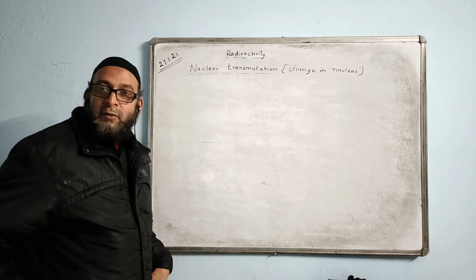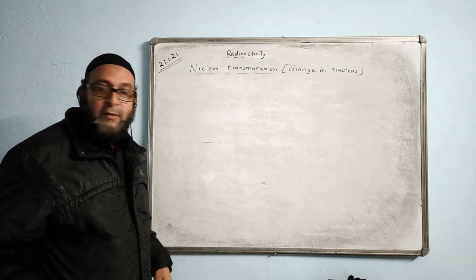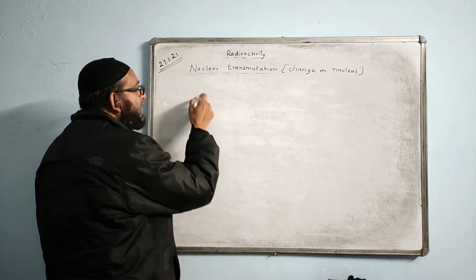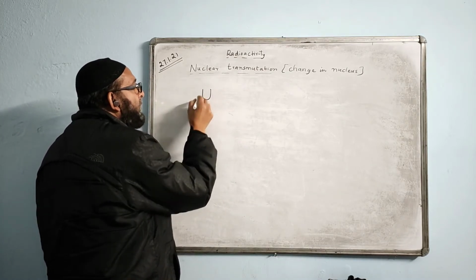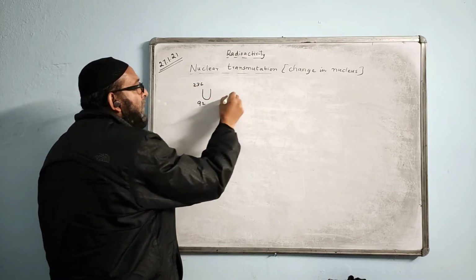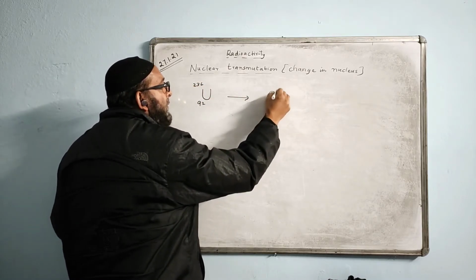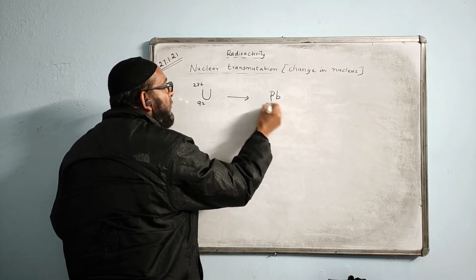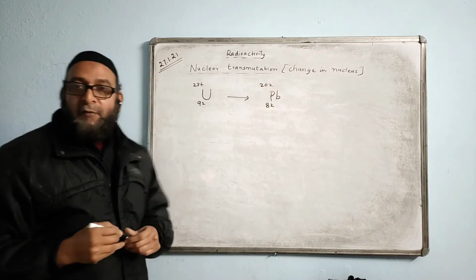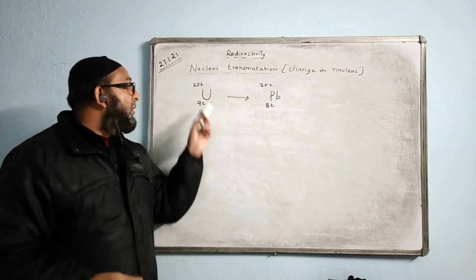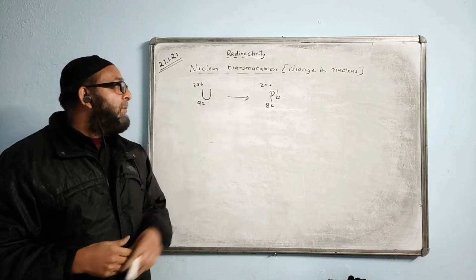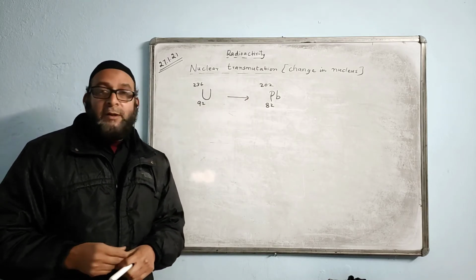Any doubts? You ask for clarification if you have any doubts. Okay, now one question, just listen. Uranium 92, 236 is changing into lead, Pb 82, 202, by emitting alpha and beta particles.